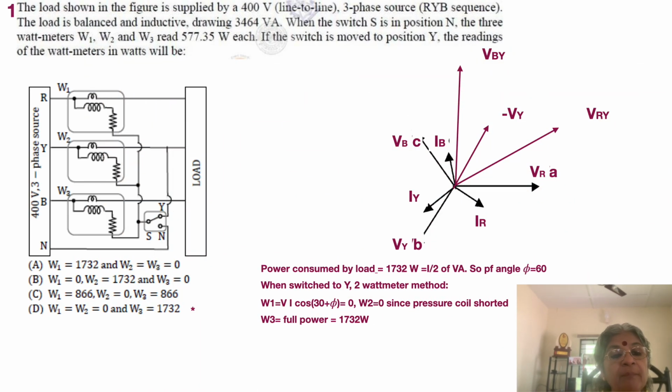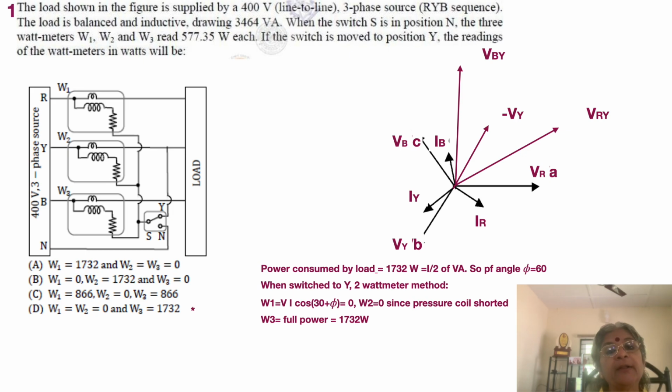When the switch is connected to Y, the potential coil of W1 is connected between R and Y. Similarly, the potential coil of W3, on the B phase, is connected between B and Y. However, the potential coil of W2, which is connected to phase Y, is more or less shorted, since what exists across the potential coil is the current coil, which has very low impedance or resistance. So we have what is called a two wattmeter context, because the potential coil of R is connected to Y, and similarly the potential coil of B is also connected to Y.